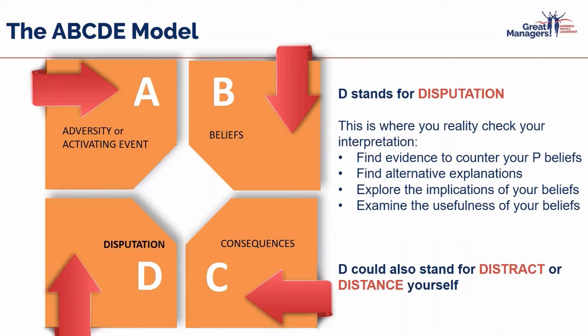The next part of the model is where you activate free will or choice, and you start to look for distortions or pessimistic patterns in your thinking and dispute them. This is where the change in your thinking begins. So D stands for disputation. So there are 4 elements of effective disputation.